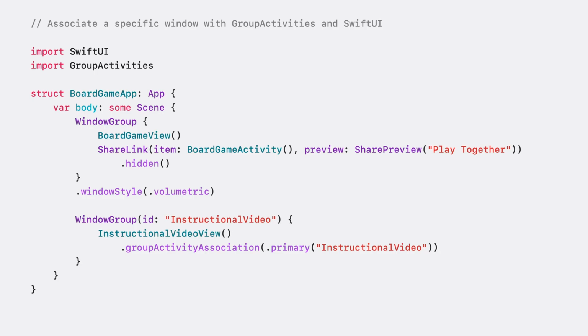Here I have my app's board game window group from before. To add my new instructional video, I'll create a second window group to host the video view. Then, I can add the new Group Activity Association View modifier to a view in that window group. By passing in primary to the Group Activity Association, I'm telling the system that I want this window to be the shared window while it's open. Now, my board game app can switch to a shared video that's perfectly in sync, and then back to the board game when everyone's ready to play.